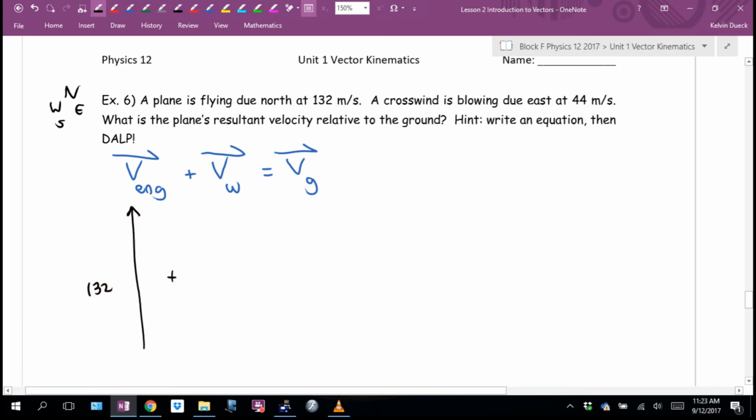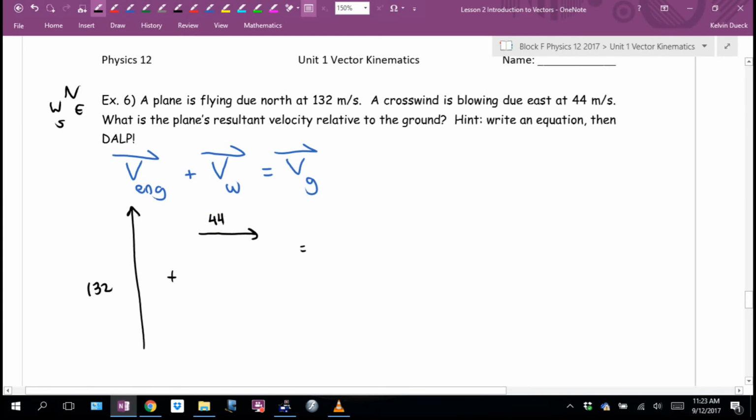Alec, what's the magnitude of the next vector? 44. It's roughly 1/3 of 132, roughly. So I'll draw it about roughly a third as long. Direction? East. So I'm going to draw a line pointing that way, about a third as long. 44. I'd like to add these two together, Alec.